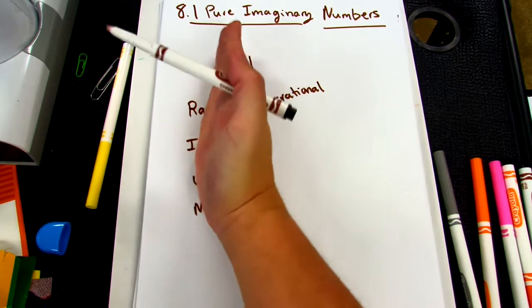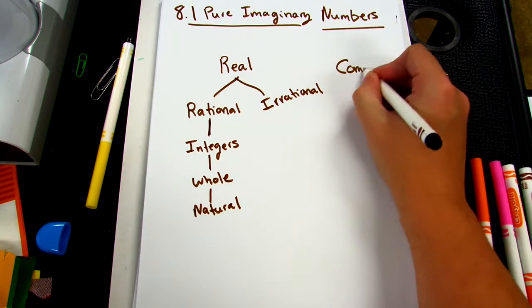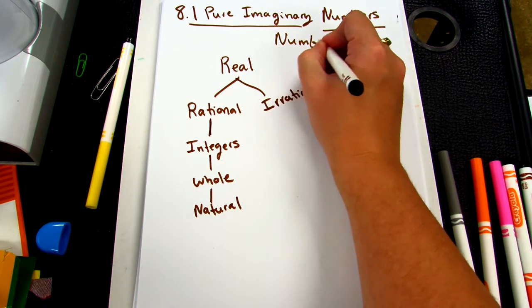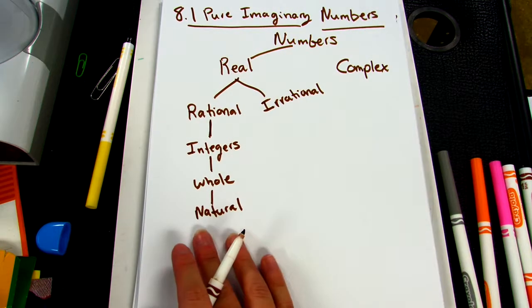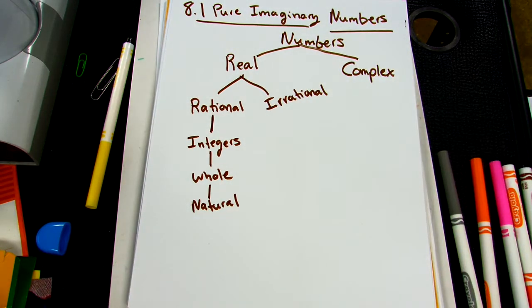Kind of coinciding with the real number system, we have complex. So here's our rule of numbers: numbers are either going to be real, and then they can fall into any of these categories, or they can be complex. This is what we're going to start studying in this chapter, the complex number system.